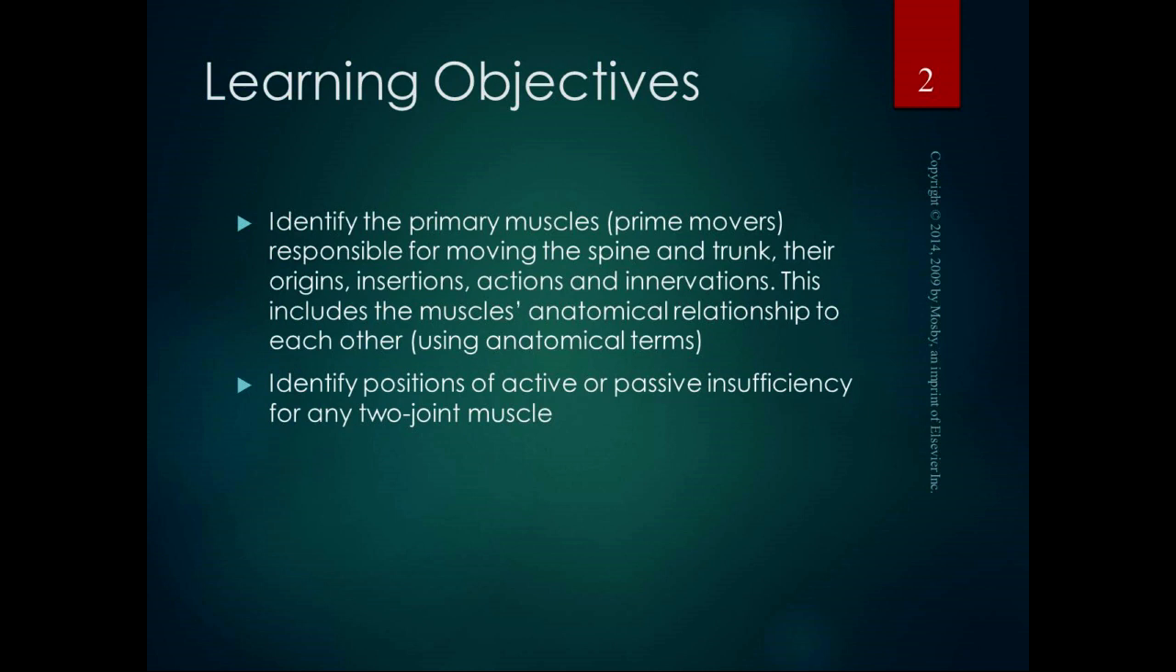This includes the muscles' anatomical relationship to each other: which one's superficial, which one's deep, which one's lateral, which one's medial, all that stuff using anatomical terms. You should be able to identify positions of active or passive insufficiency in any two-joint muscle, given the amount of time we have spent on active and passive insufficiency. However, we're not going to dwell on that with the spine. We're going to briefly touch on it and move on with our lives.